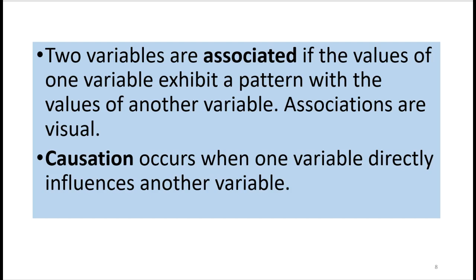Causation occurs when one variable directly influences another variable. The distinction between association and causation can be tricky. The key is to remember that associations are only visual. Understanding the distinction can be hard for people because when we see a visual pattern, we tend to think that there is some underlying cause for the patterns.